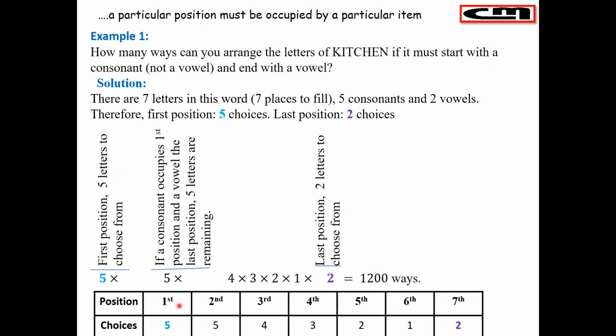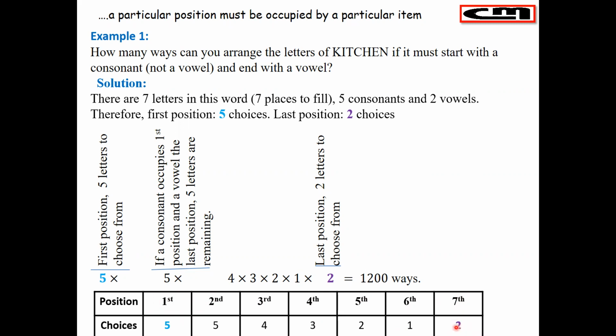My positions 1 up to 7, because we have 7 places to fill with 7 letters. Then the choices. So once you do it in a table, you have to attend first to fix the positions or the conditions that are given, to say the first position, you should have a consonant. The last one, a vowel. So I first fill this position, for which I have 5 choices. The last one, 2 choices.